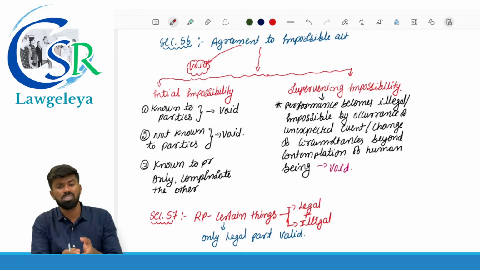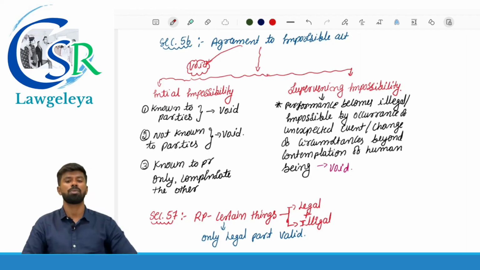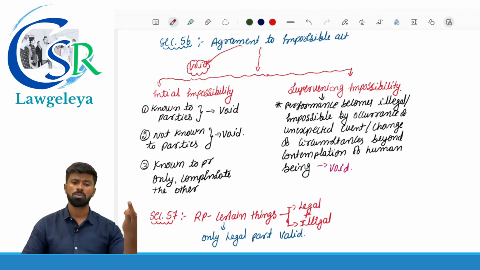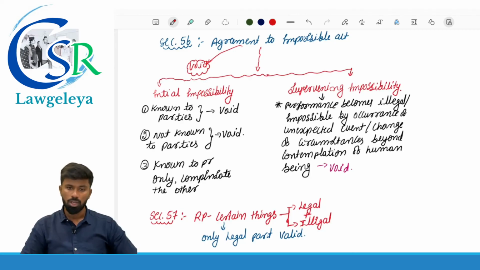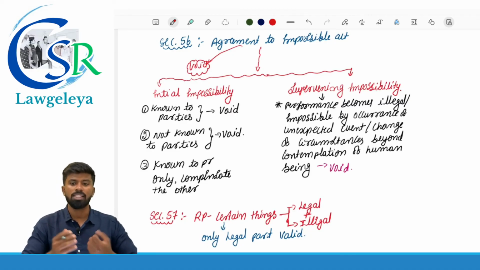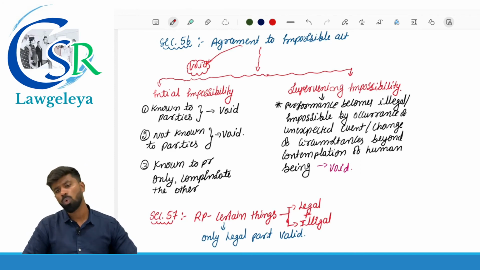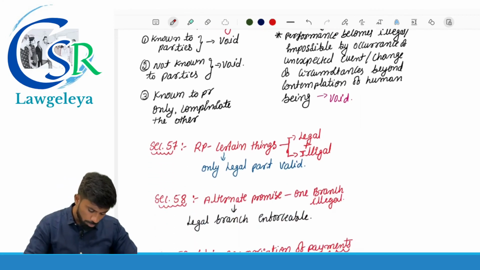What if the impossibility happens after the contract is made? It is called supervening impossibility, post-contractual impossibility, subsequent impossibility, or the doctrine of force majeure, or act of God. The agreement is what? Void, not enforceable by law. So if a performance becomes illegal or impossible by the occurrence of an unexpected event or change of circumstances, is the agreement valid? No. The agreement is void, not enforceable.